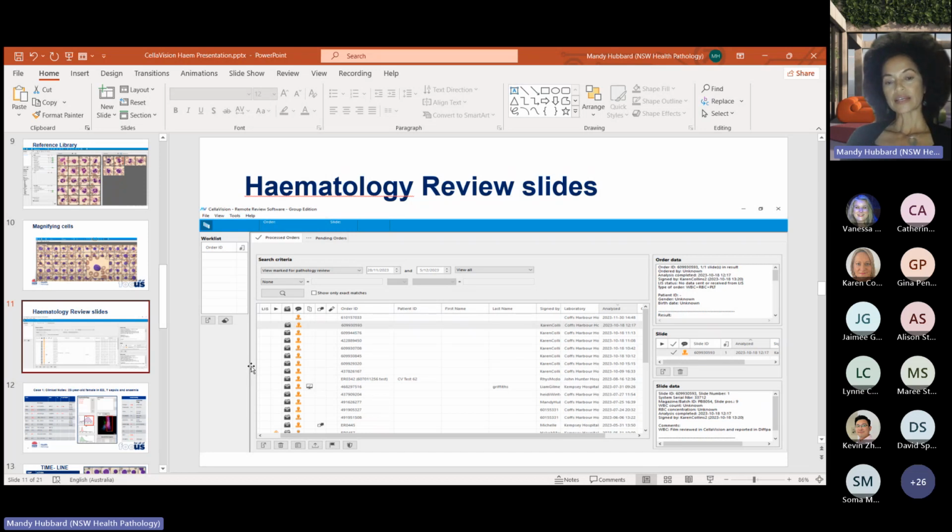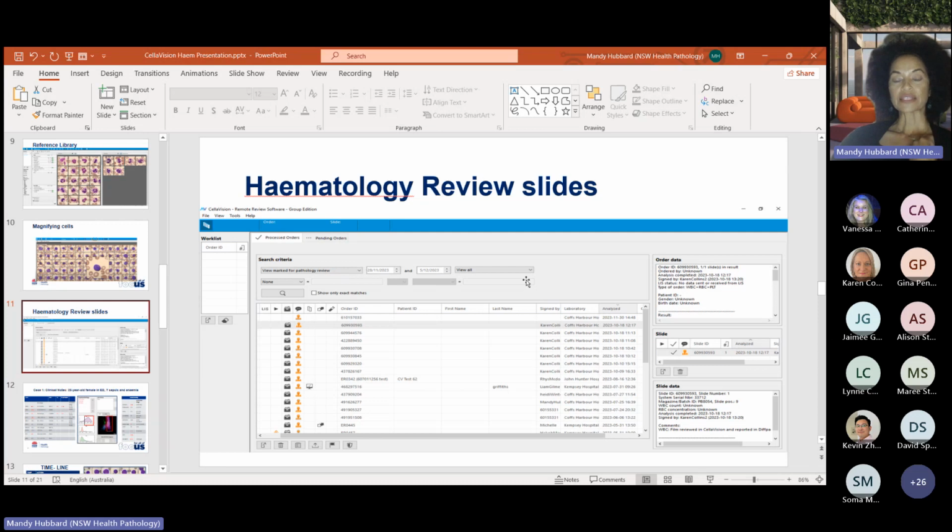If they feel that slide needs to be referred to a hematologist, they can select, in that particular episode number, this icon here, which then appears with that episode number. It means the hematologist can sort the worksheet and look at only the slides for them to review. The search criteria can be changed to viewed and marked for pathology review, and only the ones for the hematologist will populate.